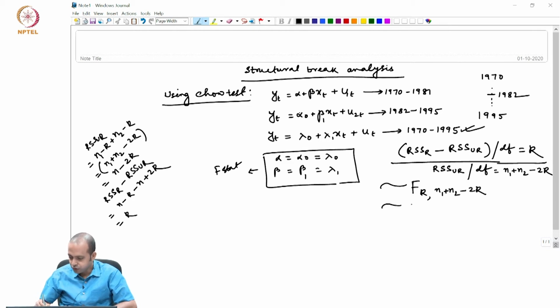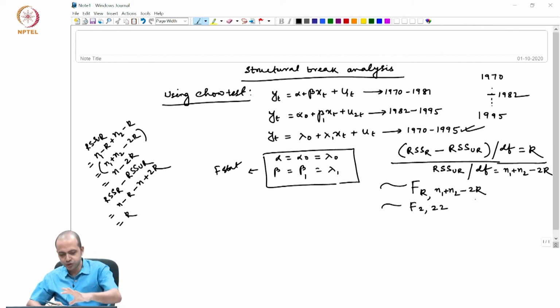So, that means here it is 2 and 22. n1 plus n2 equals 26, there are total 26 periods of time, and 2k means 2 into 2, 4. So, 26 minus 4 is 22. This follows F distribution with 2 and 22 degrees of freedom. So, this is the Chow test that we have discussed already.